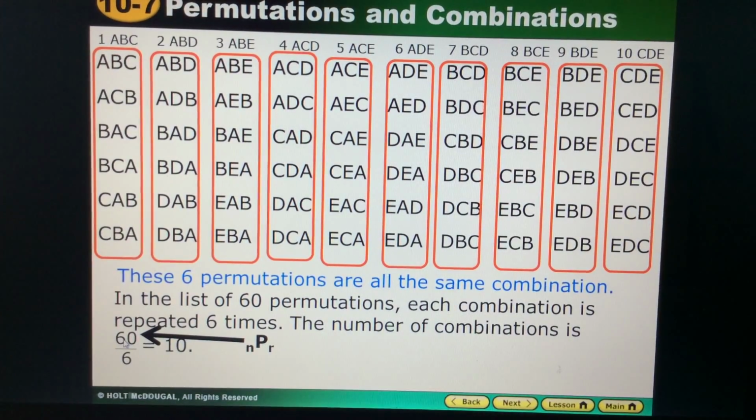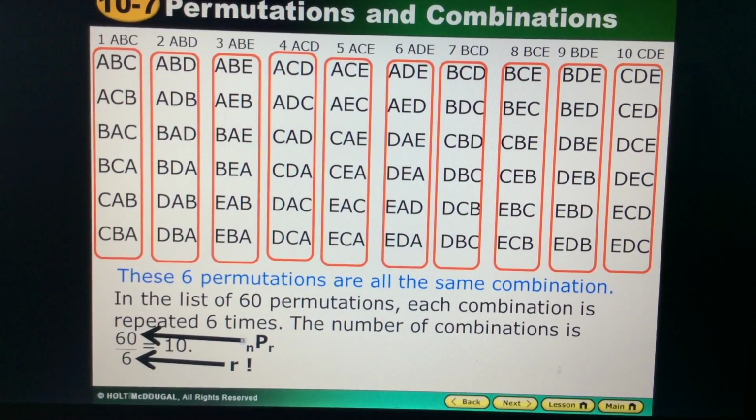Well, if you take these 60 and divide them into groups of 6, that's like dividing it by 6, so the answer then would be 10. So what we do for a combination is we take the permutation and we divide it by a special number. And you get that special number by doing r factorial. Well, remember this was 3. R is 3. Well, 3 factorial is 3 times 2 times 1, which is 6.